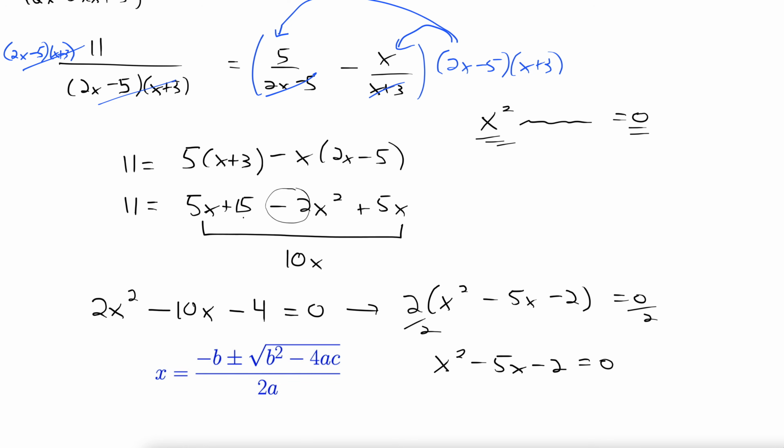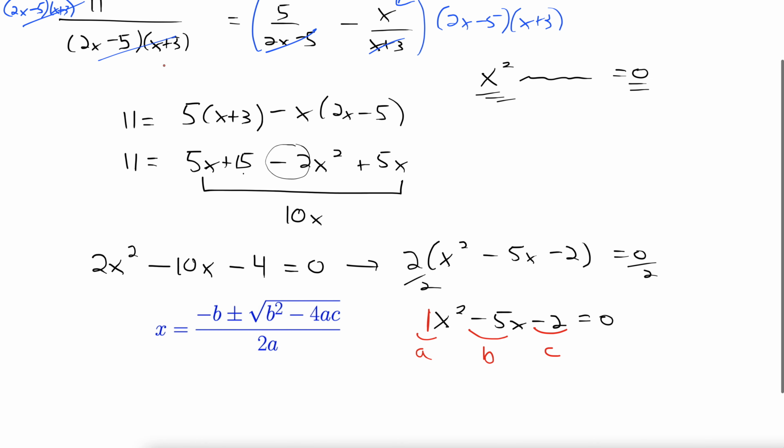Okay, so we just need to identify a, b, and c. There's no x squared term coefficient written here, so it's really a hidden 1, and that's our a. Our b is negative 5. Our c is negative 2. All right, so let's just plug everything in and see what happens. This will solve this equation for us.